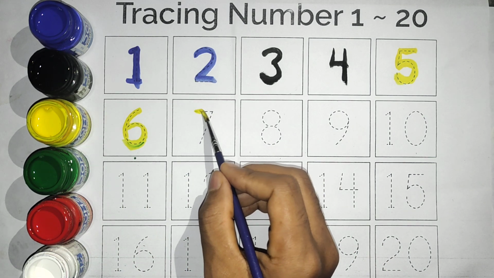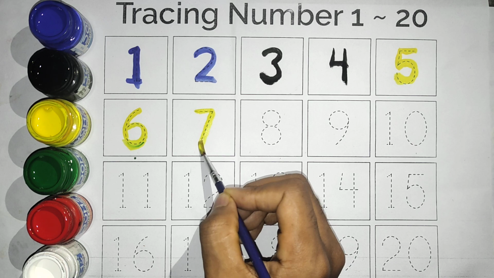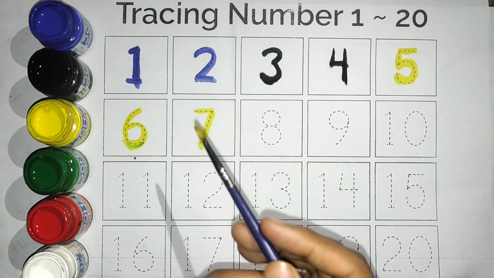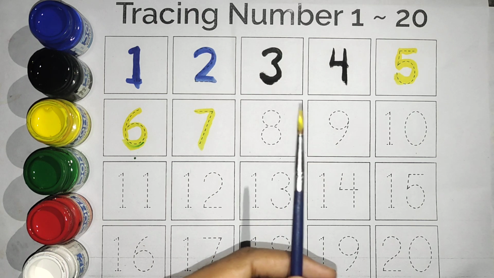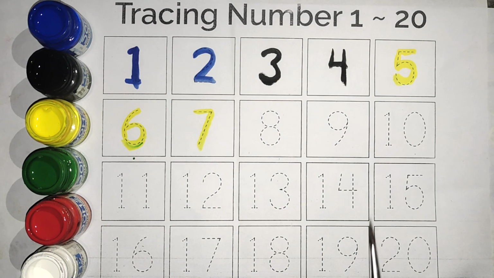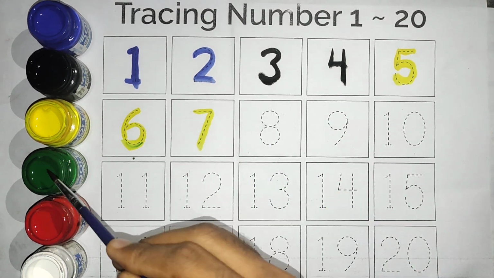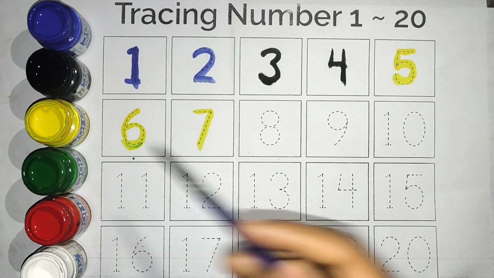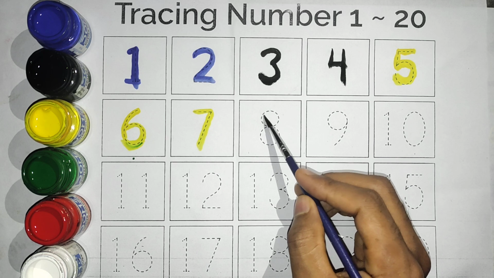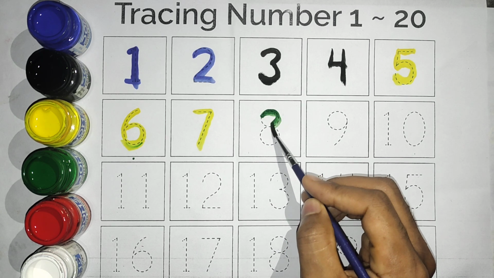Now the number is 7. 7. S-E-V-E-N, 7. The next one is 8. So kids, now we are using green color and drawing the number 8. 8.